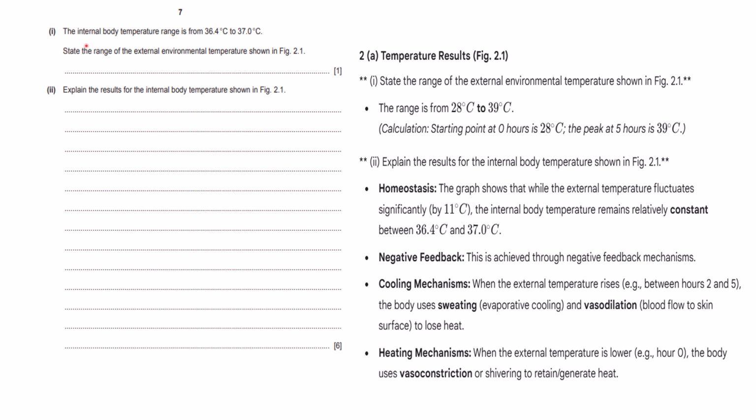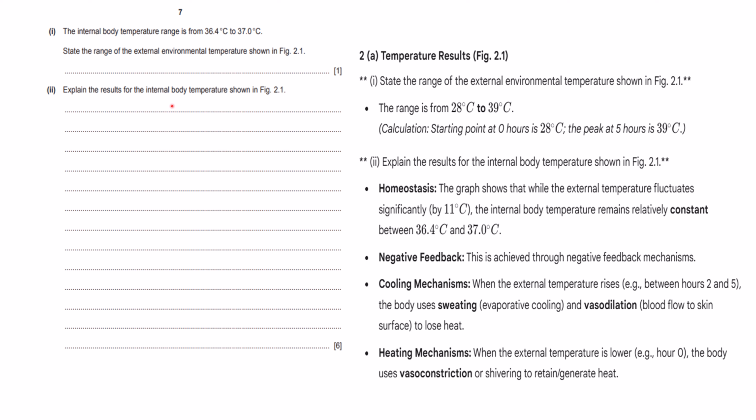Question 1 of Part A. The internal body temperature range is from 36.4 degrees centigrade to 37.0 degrees centigrade. State the range of the external environmental temperature shown in figure 2.1. The answer from the temperature results in figure 2.1: the range is from 28 degrees centigrade to 39 degrees centigrade. Calculation: the starting point at 0 hours is 28 degrees centigrade. The peak at 5 hours is 39 degrees centigrade. And this carries only 1 mark.